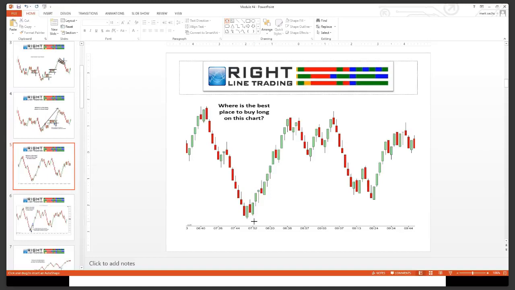But here's your A. And the reason it's an A is because you have the two greens in a row to the A prints. Here's your B. First pullback.